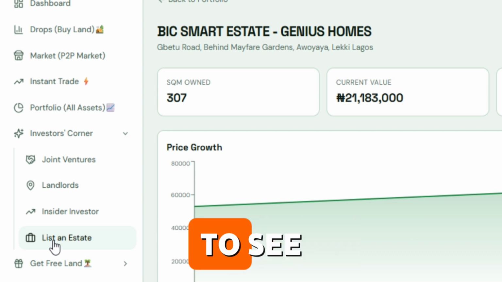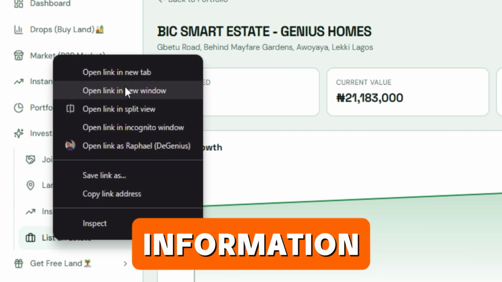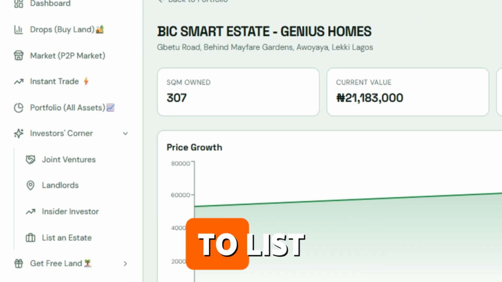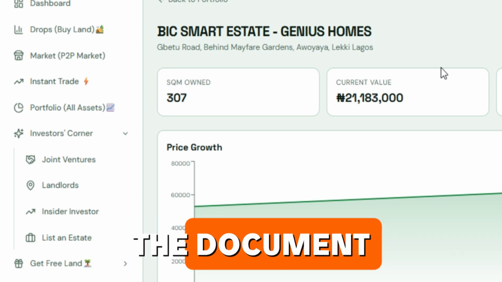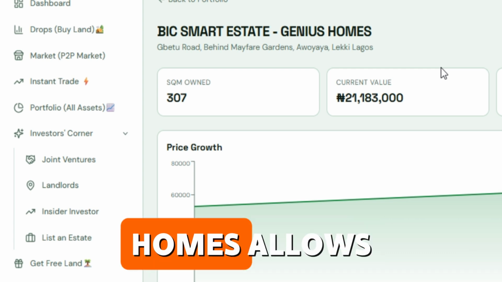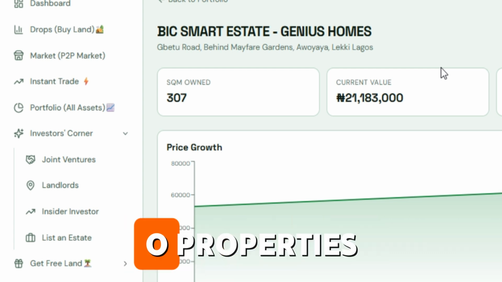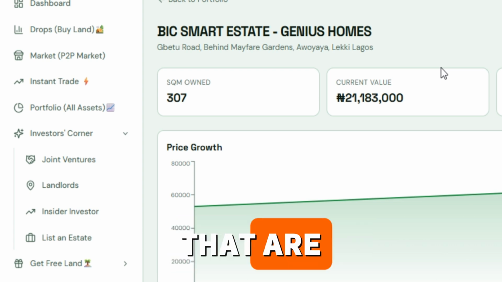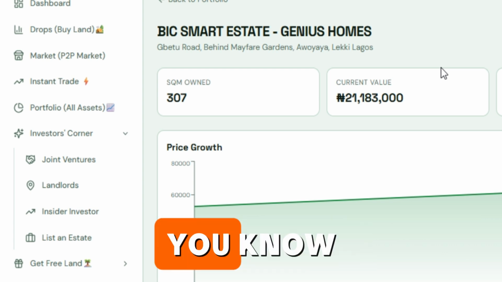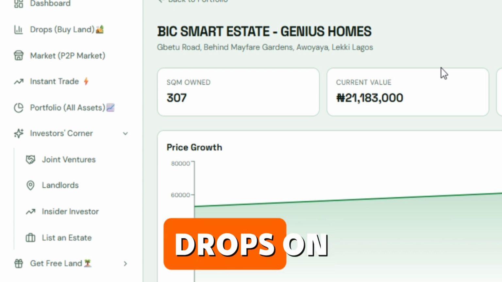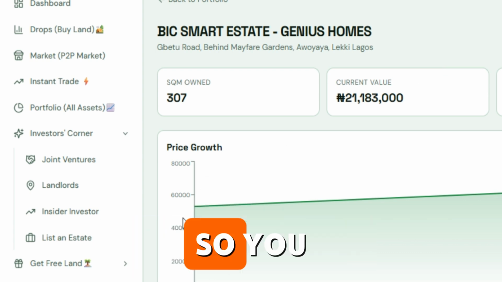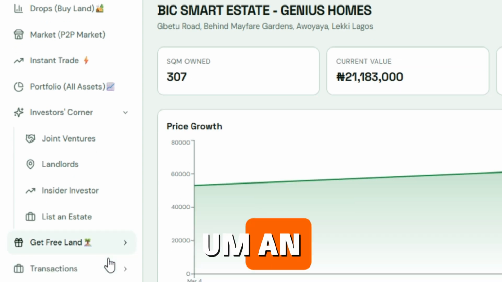List an estate is where you actually click to list an estate. If you open it, you are able to see details about the estate information. As an individual, you can decide to list a particular estate of your choice, which you already have the document for. Genius Homes only allows C of O properties, and C of O lands that are very well documented, before they are able to make it to drops on the Genius Homes platform.